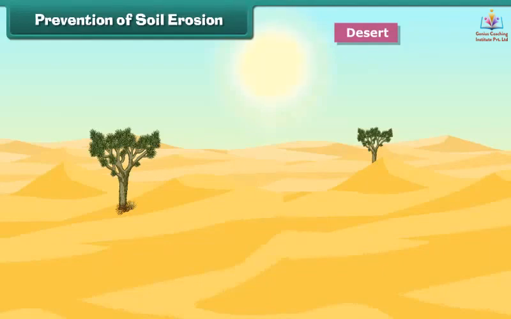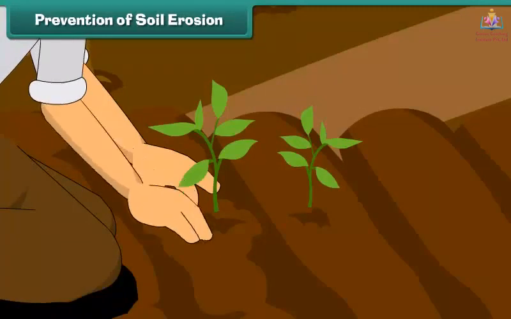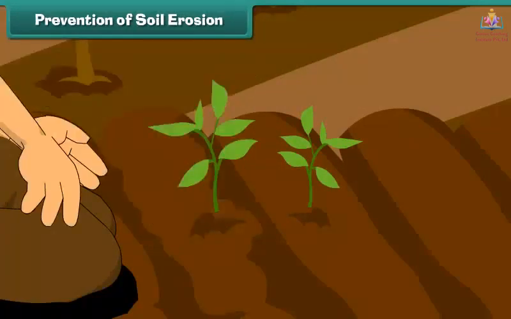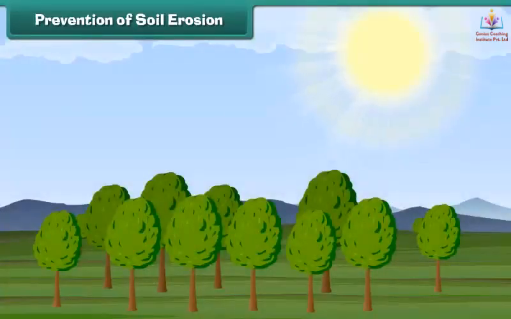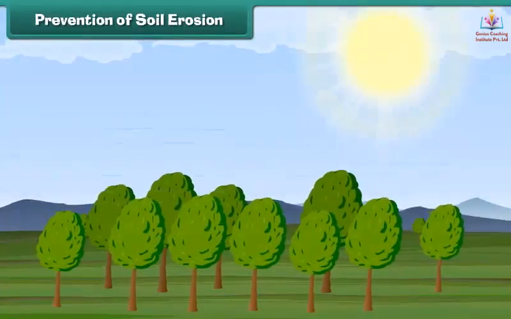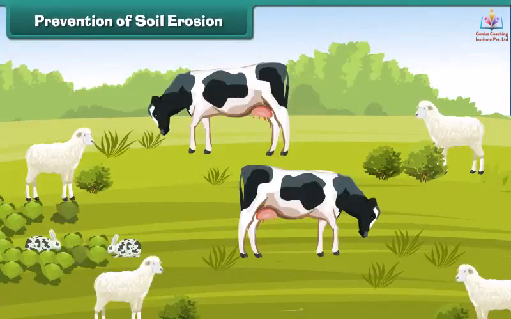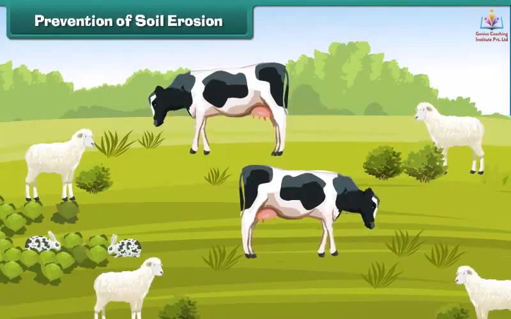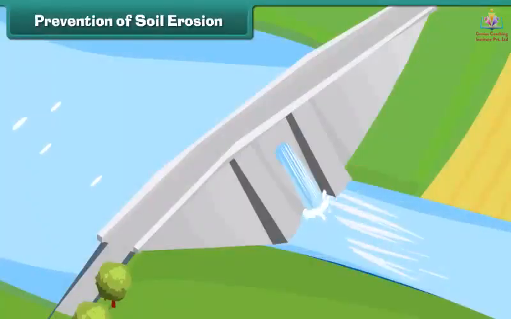There are many ways of preventing soil erosion. One of the most common ways is to grow more and more trees. The roots of trees hold the soil firmly and do not allow it to wash away easily. Trees planted across the wind direction protect soil against the high-velocity winds. Controlling overgrazing of the land by animals also controls the soil erosion. Building dams controls soil loss.